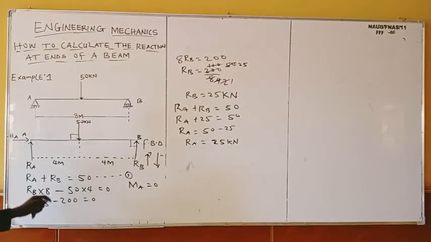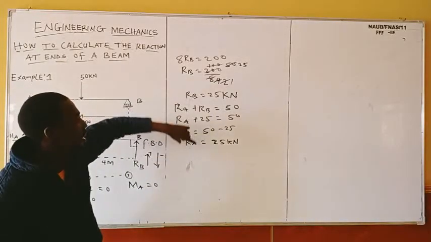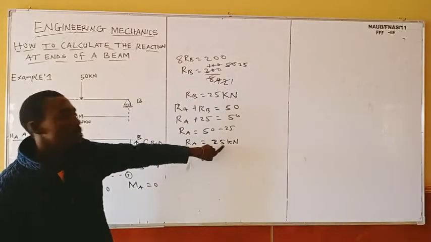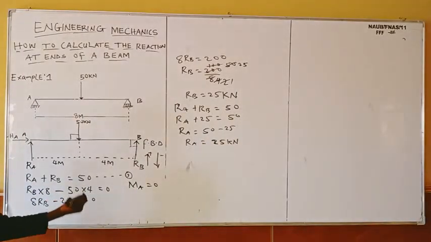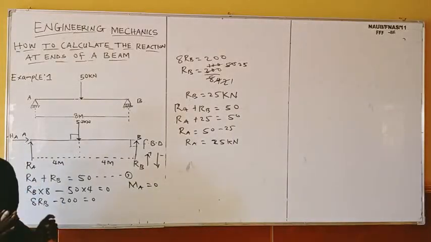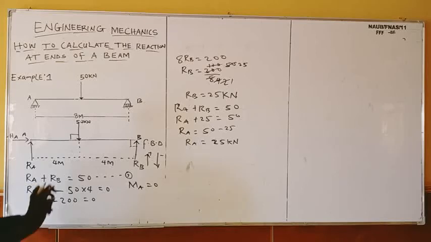The sum of upward force is equal to downward force. Yes, you can check that again. RA plus RB, 25 plus 25 is 50. So this side will be 50, this side will be 50. It shows that the beam is in equilibrium. It shows that our working is correct. So this is how to check maybe what you have done is correct.